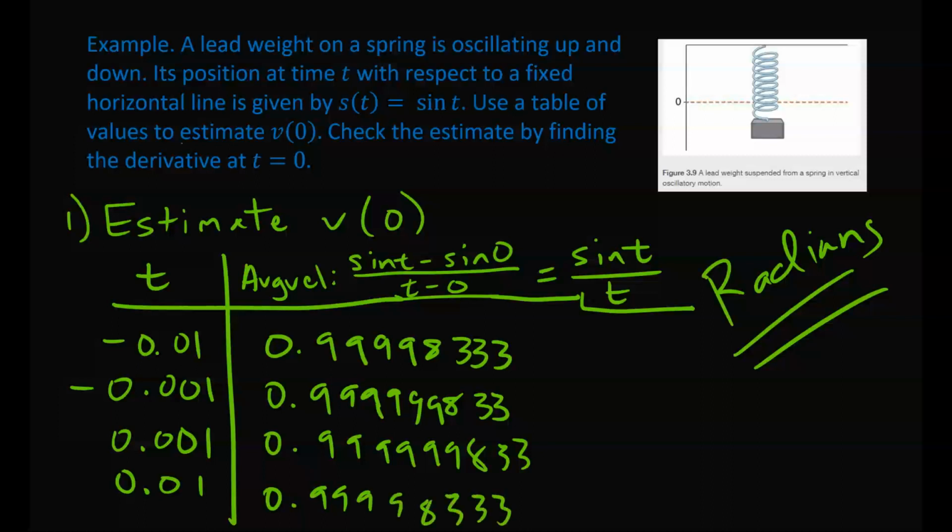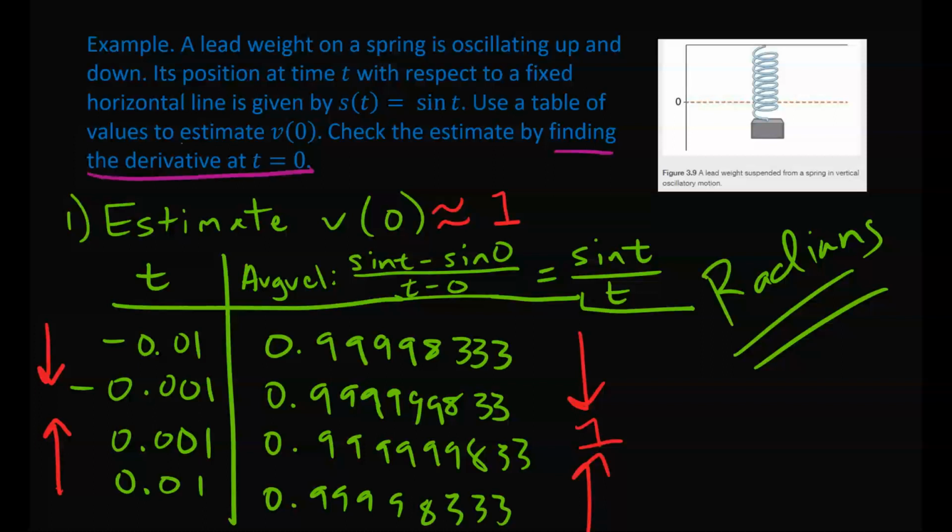Okay, so there's our table of values. And what we see is that as t is approaching 0 from values less than 0 and approaching from values greater than 0, it looks like our average velocities appear to be approaching 1. Okay, so v of 0 appears to be 1. It's about 1.